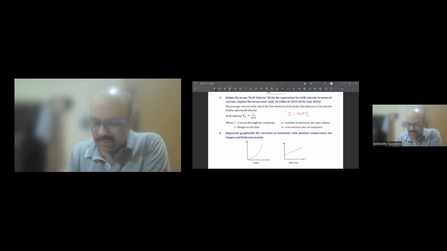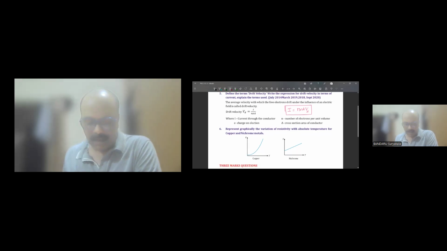Later, see here: define the drift velocity. Write the expression for the drift velocity in terms of the current and explain its terms. Drift velocity Vd in terms of the current: we have the form I equals n e A Vd. This is the derivation we have. From this we can write Vd equals I by n e A. What is I? What is n? What is e? And what is the area of cross section? If you explain each and every term, they will give the maximum marks.